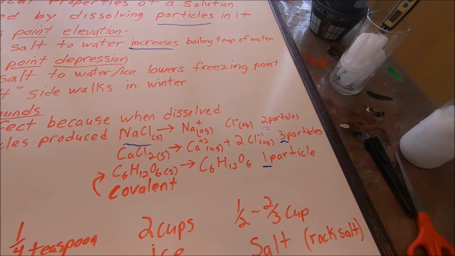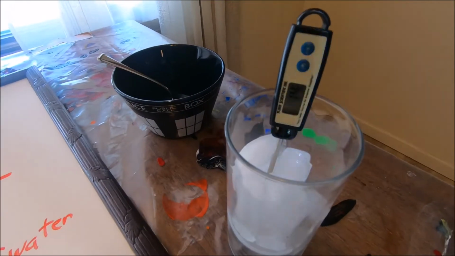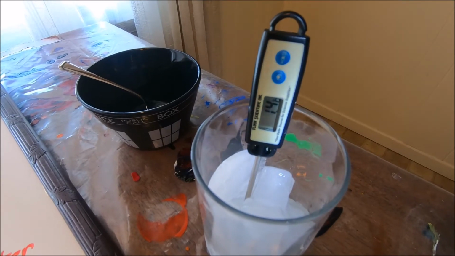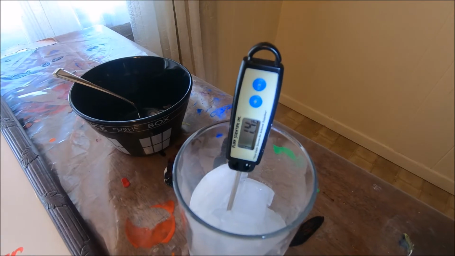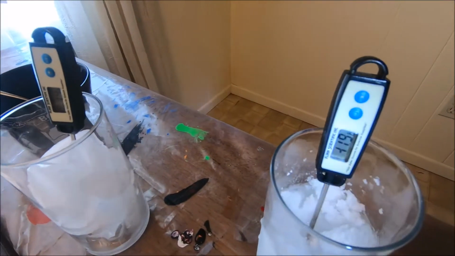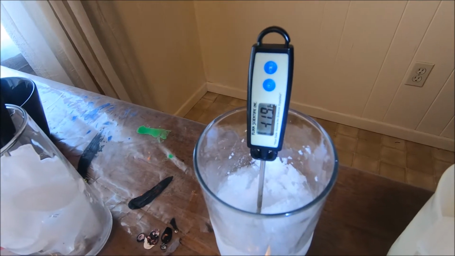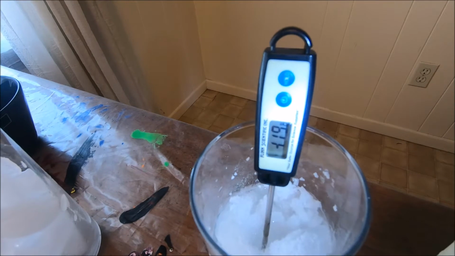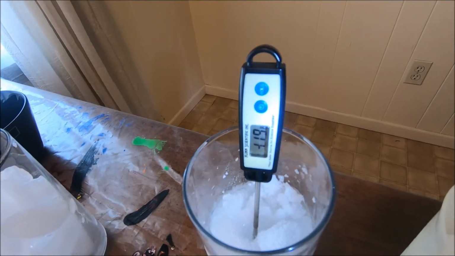So when we look at this, what I've got over on the side here is two glasses of ice. One glass of ice has a thermometer reading just the ice at 1.4 degrees Celsius. The second glass has ice and salt added into it, and that salt has now lowered the freezing point to negative 11.9 degrees Celsius. That's going to be our key thing in lab for today.